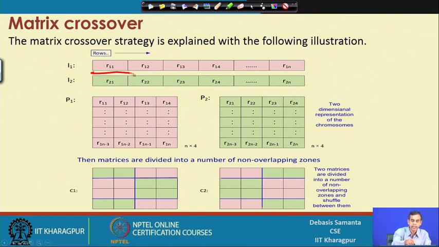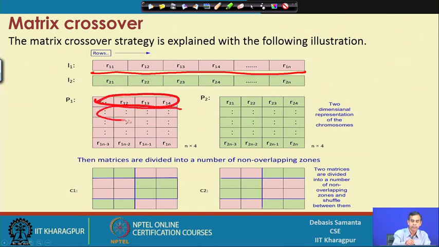Suppose this is the entire chromosome for a parent, and then we can divide it into an equal number of pieces. For example, here 4 genes go into one piece and the next 4 into another, and then they can be placed in the matrix. The first 4 go in the first row, then the second 4 genes in the second row, and this way. This is called the row major ordering of the chromosome.